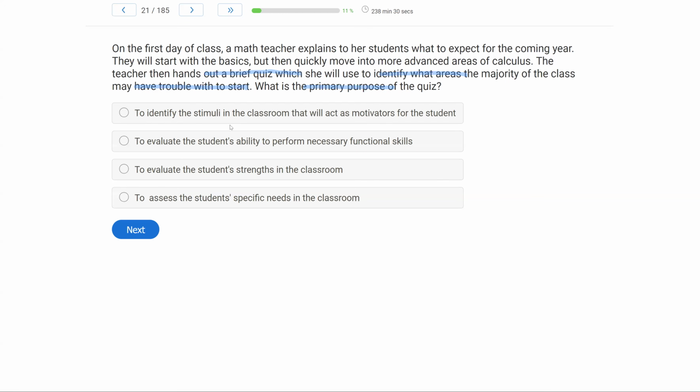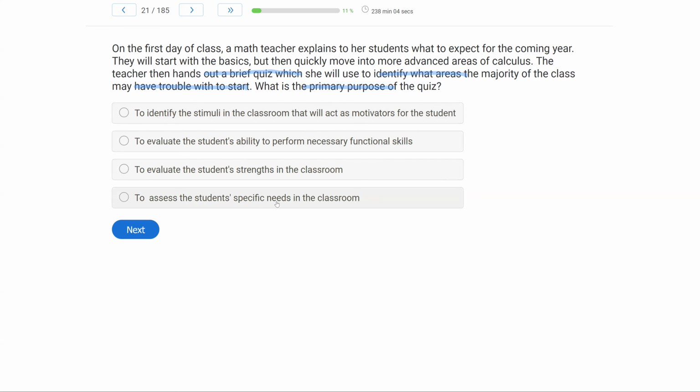So if we look at A, to identify the stimuli in the classroom that will act as motivators for the student, well, it isn't a preference assessment, so A doesn't fit. B, evaluate the student's ability to perform necessary functional skills. The quiz isn't about functional skills, it's about deficits in calculus. C, evaluate the student's strengths. Well, she's looking at what they're struggling with, not what they're good at.